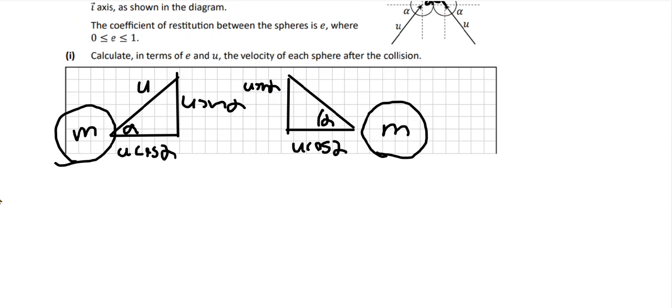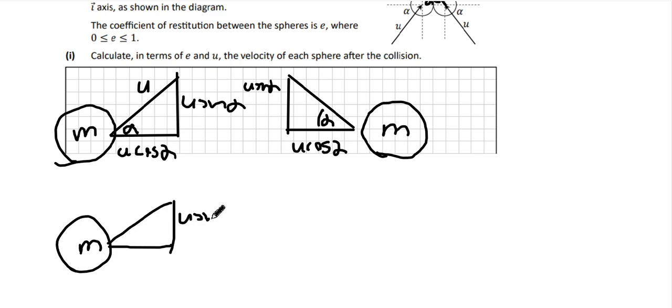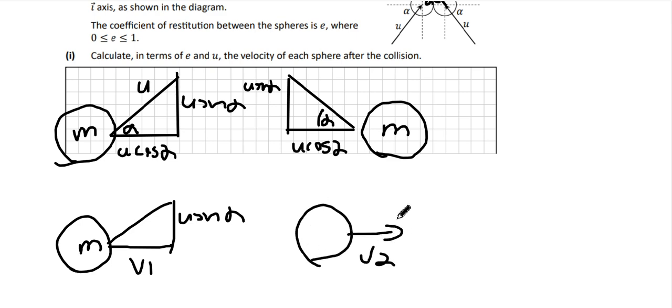Now after the collision, what happens? Vertical remains the same, and horizontal, call it v1. I'm just going to have this one going to the right. I don't know if it is or not. If I'm wrong, what will happen? v2 will be negative. And that'll be u sine alpha.